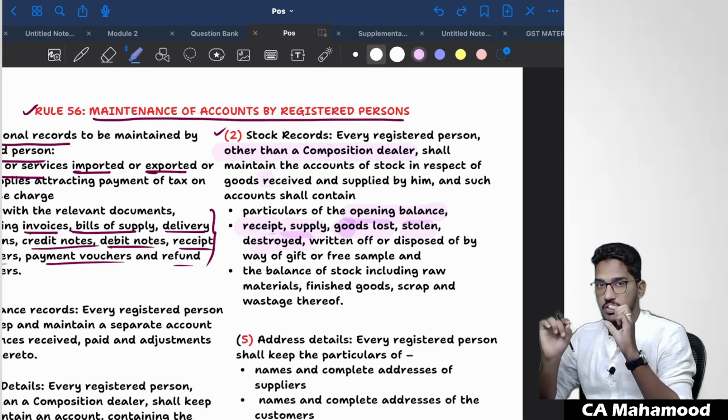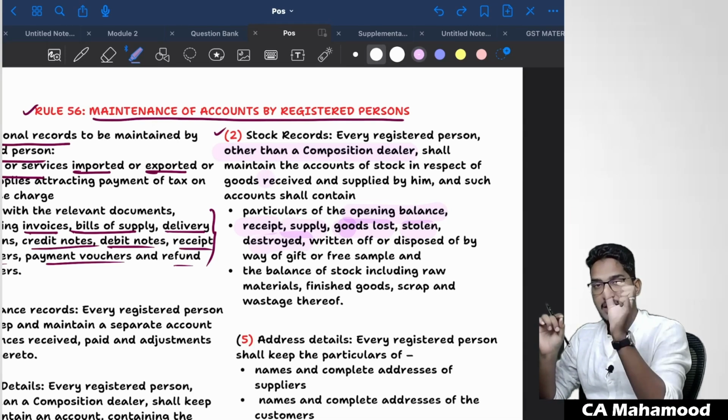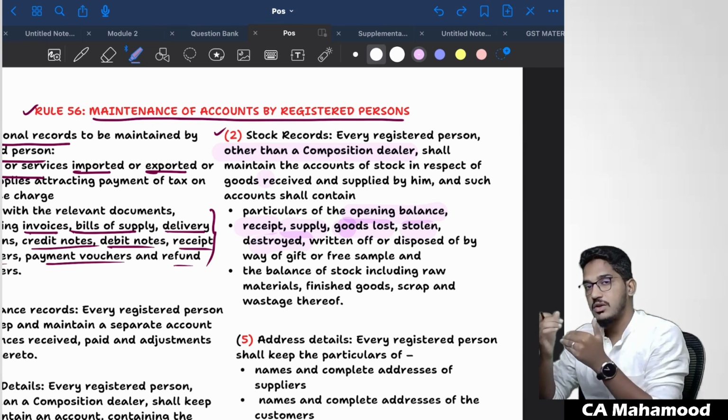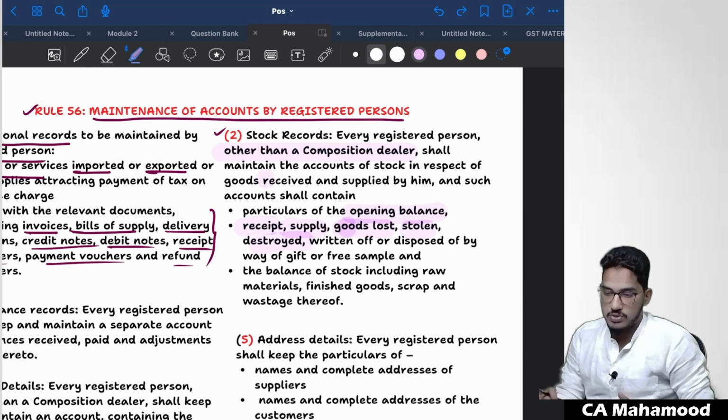So you have to maintain stock records in such a way that they show the opening balance, what receipts you had, what issues you had, and what is the closing balance. Those details should be shown in the stock records. However, these stock records are not required to be maintained by a composition dealer.